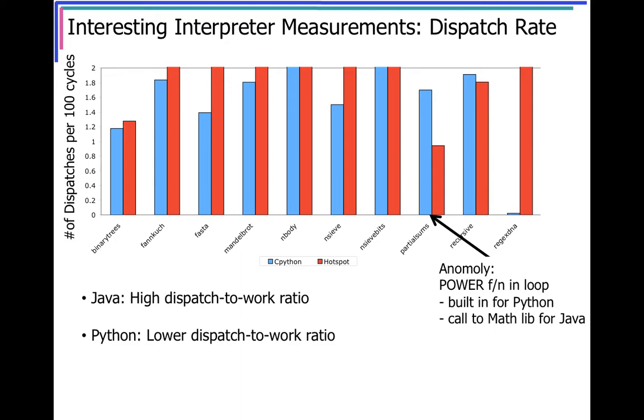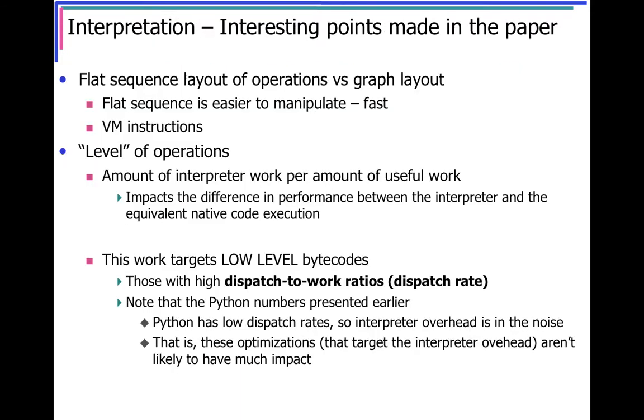Just want to point out one anomaly in the data where Python actually does better. This is a program called partial sums, and this is where the implementation of partial sums in Python is built in for the power function, whereas for Java it has to call a math library, which is implemented in Java to perform the power function. So in this case, Python actually does better, but it's rare when that happens.